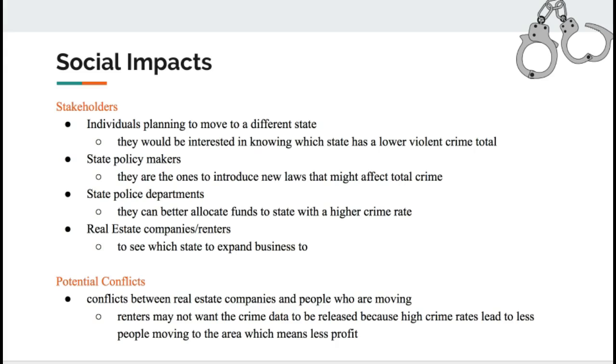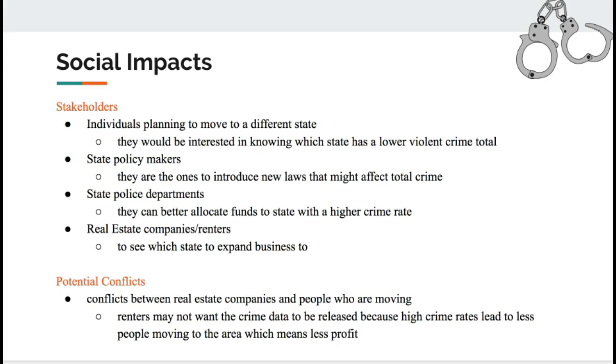So the social impacts that we were able to learn about from our visualization are the stakeholders, which were the individuals planning to move to a different state, the state policymakers, the state police departments, the real estate companies, and the renters.